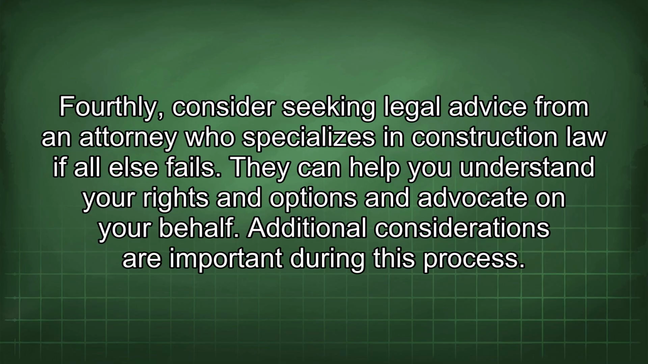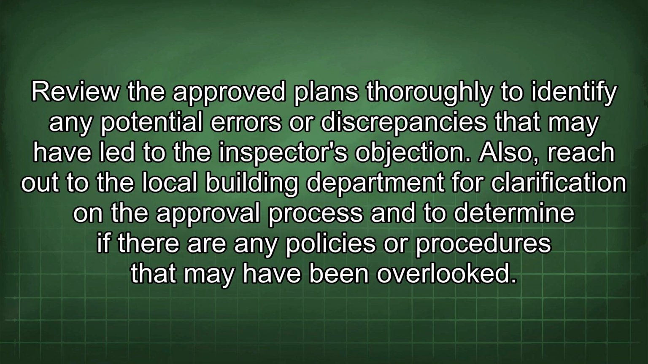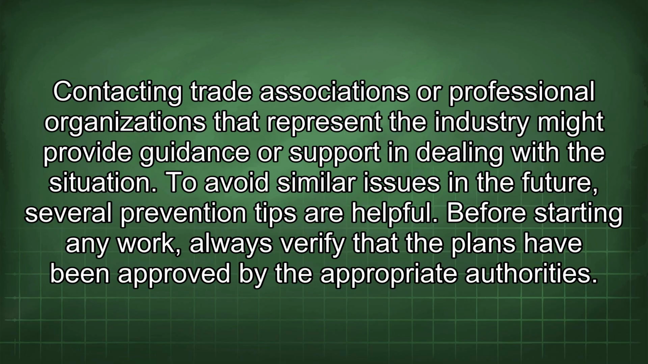Additional considerations are important during this process. Review the approved plans thoroughly to identify any potential errors or discrepancies that may have led to the inspector's objection. Also, reach out to the local building department for clarification on the approval process and to determine if there are any policies or procedures that may have been overlooked. Contacting trade associations or professional organizations that represent the industry might provide guidance or support in dealing with the situation.